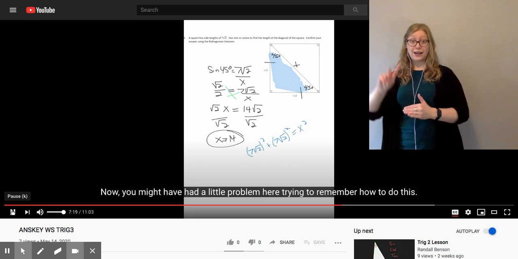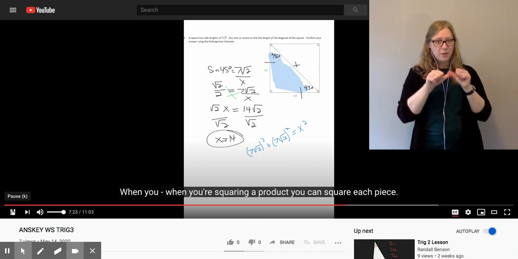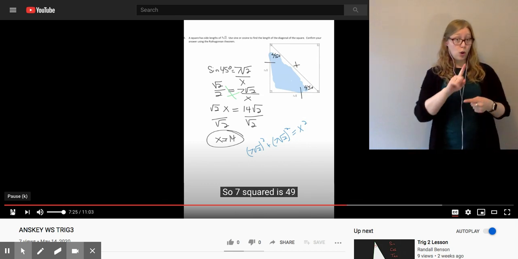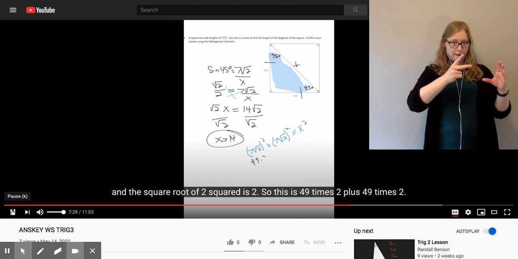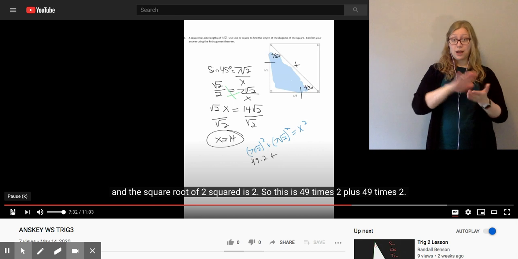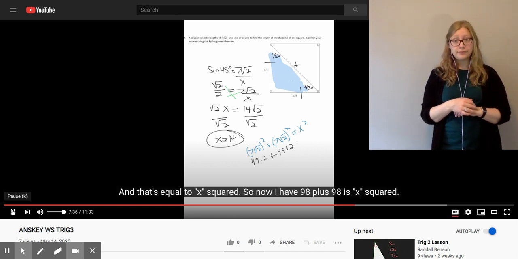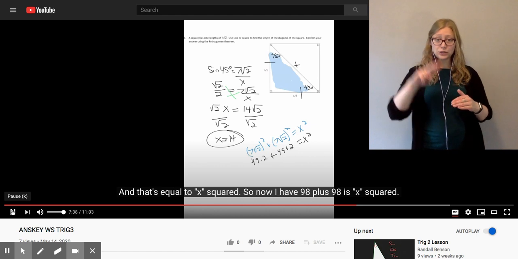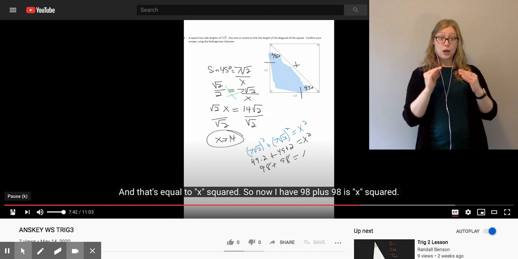Now, you might have had a little problem here trying to remember how to do this. When you're squaring a product, you can square each piece. So 7 squared is 49, and the square root of 2 squared is 2. So this is 49 times 2, plus 49 times 2. And that's equal to x squared. So now I have 98 plus 98 is x squared.